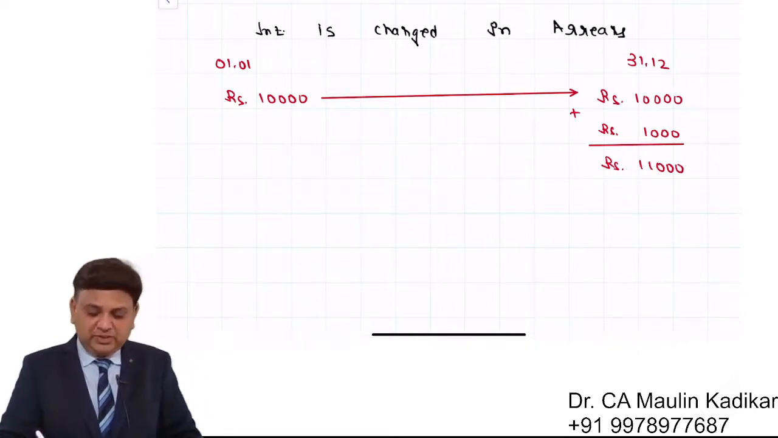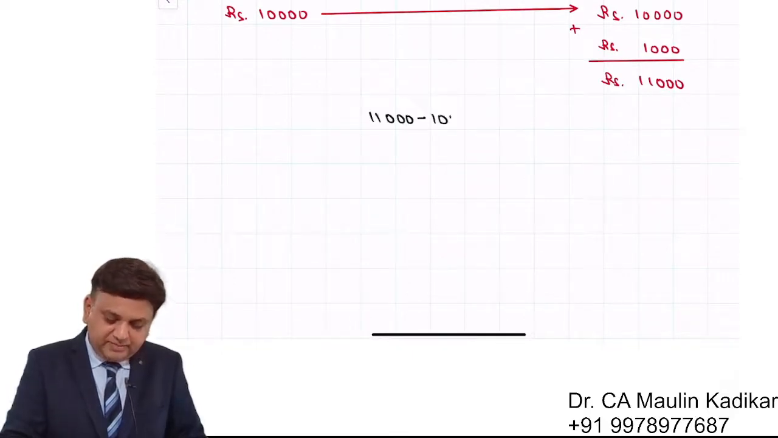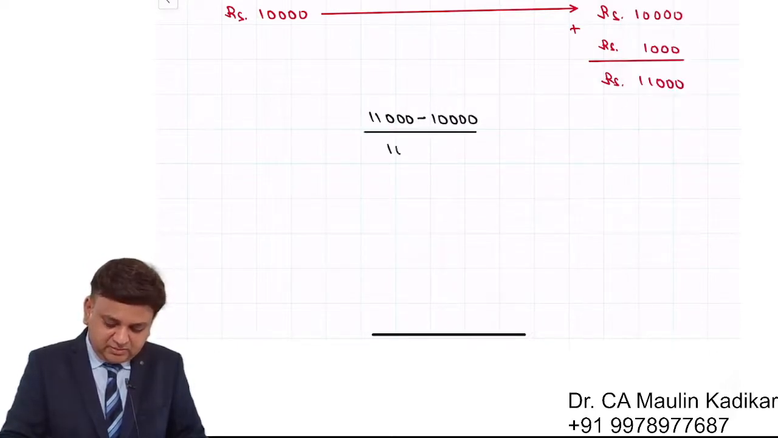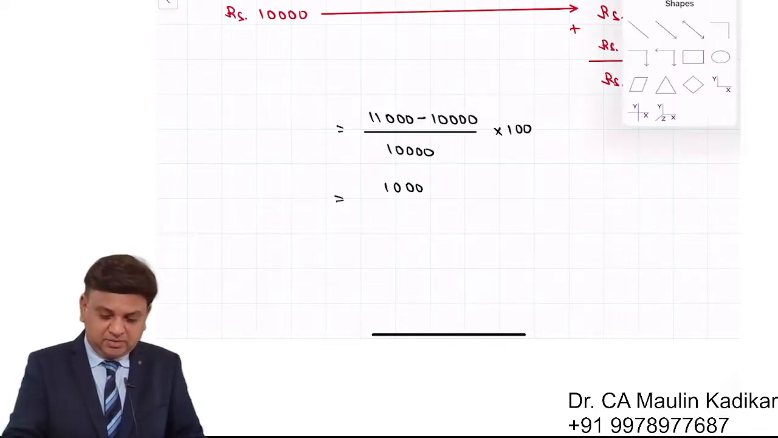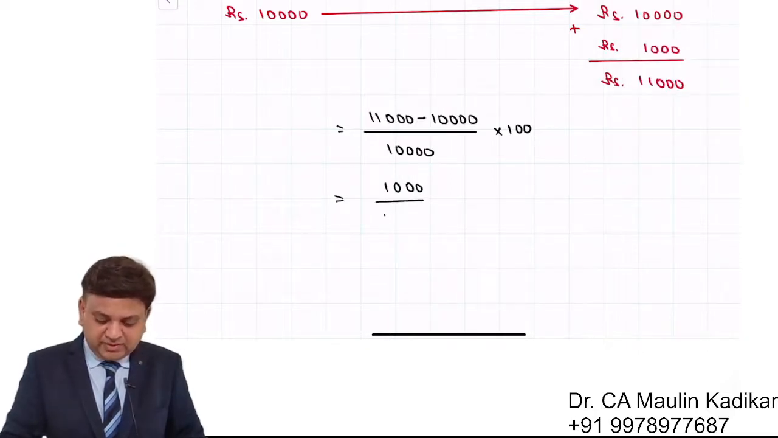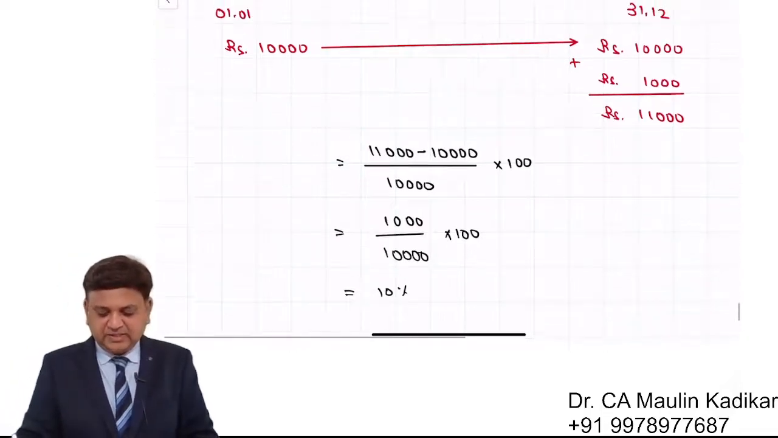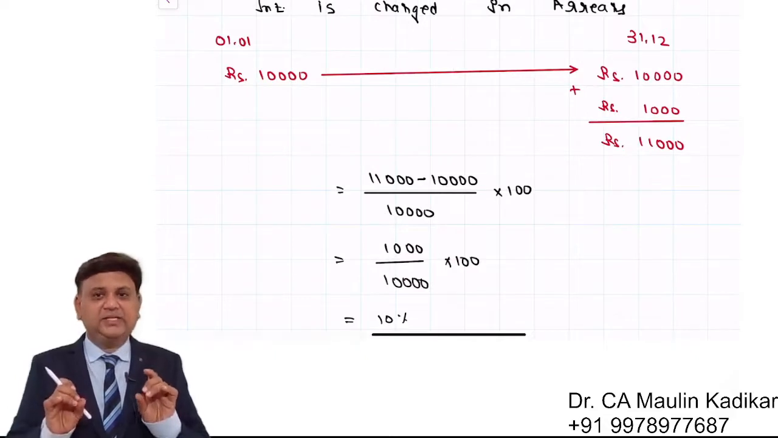So what will happen, dear students? It is like this: 11,000 minus 10,000 divided by 10,000 into 100 for getting answer in percentage term. So 1,000 rupees is the cost. You have used 10,000 rupees in the business. So your cost of borrowing is 10%. This is the simple way by which you can make the calculation if the interest is charged in arrears.